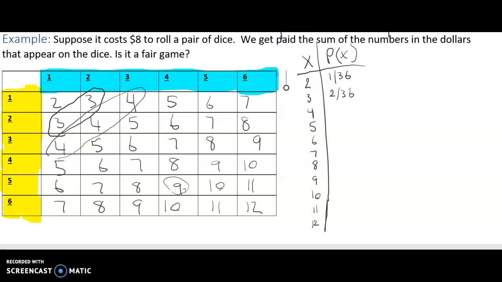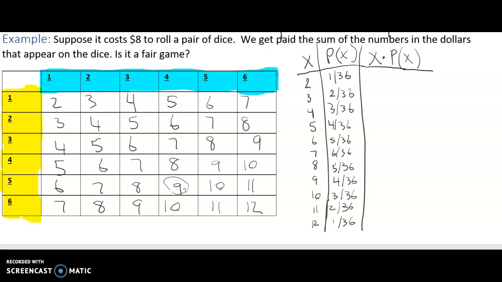4 occurs 3 times. So the probability of rolling a sum of 4 would be 3 out of 36. Pause the video and fill in all of your probabilities. Check your work on the completed table.